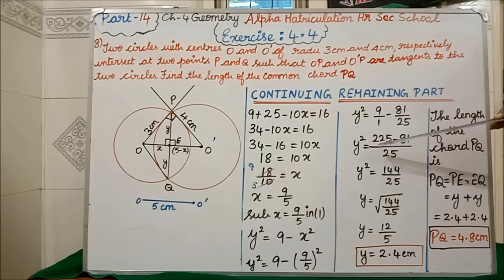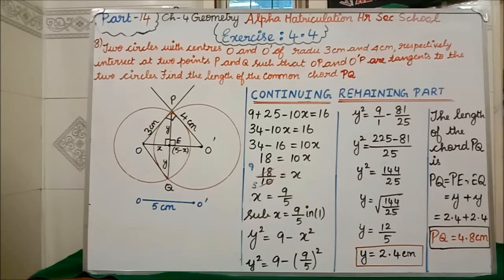The next step, we are doing the cross multiplication. 25 into 9 is 225. 1 into 81 is 81, divided by 1 into 25 is 25. Clear? 225 minus 81, if we subtract, what we will get? We will get 144 divided by 25. Y square equal to 144 divided by 25. So if you take this square to this side, it becomes square root. So square root of 144 is what? 12. Square root of 25 is what? 5. So if you divide 12 by 5, we will get 2.4 centimeter.